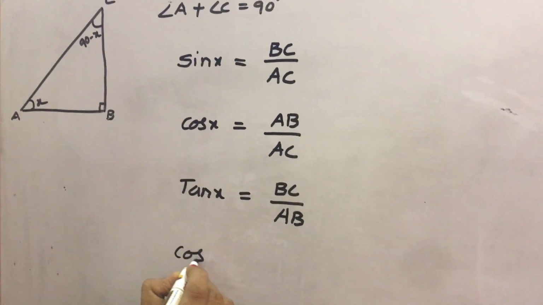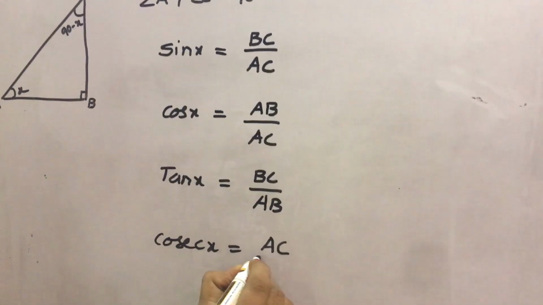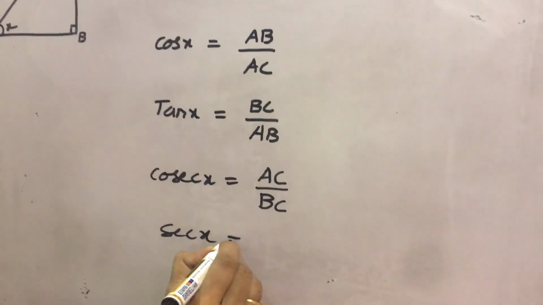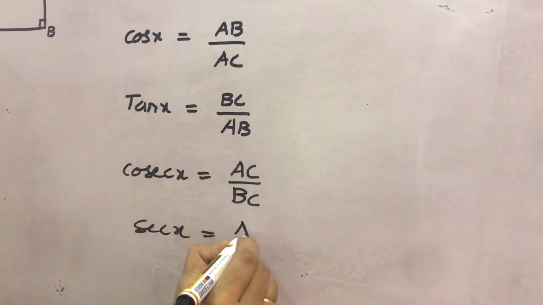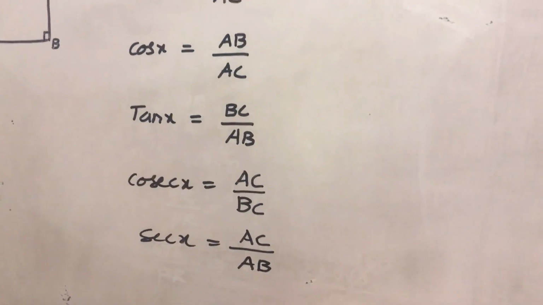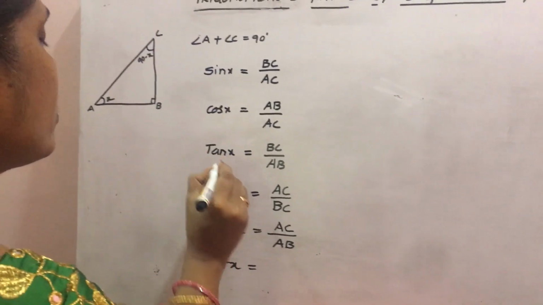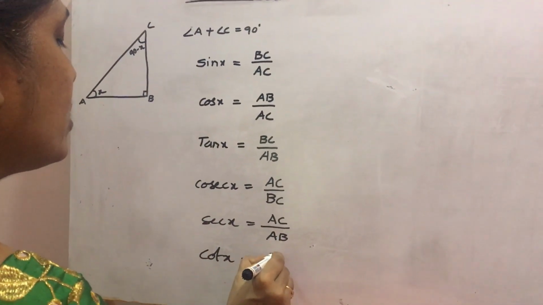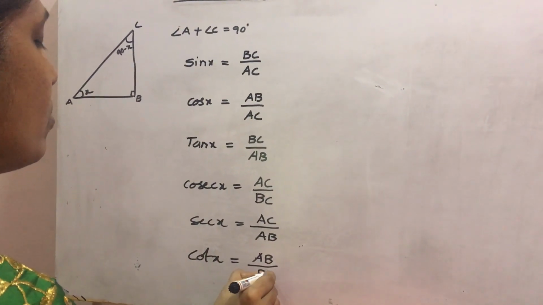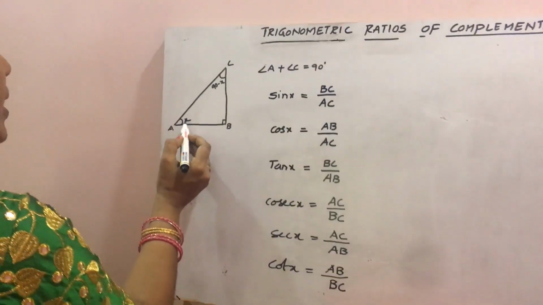Similarly, we can easily write cosec X. This is the inverse of sin X. AC by BC. Sec X is equal to, which is the inverse function of cos X. We can write AC by AB. This is hypotenuse by adjacent side to X. Finally, cot X is the inverse trigonometric function of tan X. We can write adjacent side to X is AB by opposite side to X is BC. These are the trigonometric ratios for an angle X.